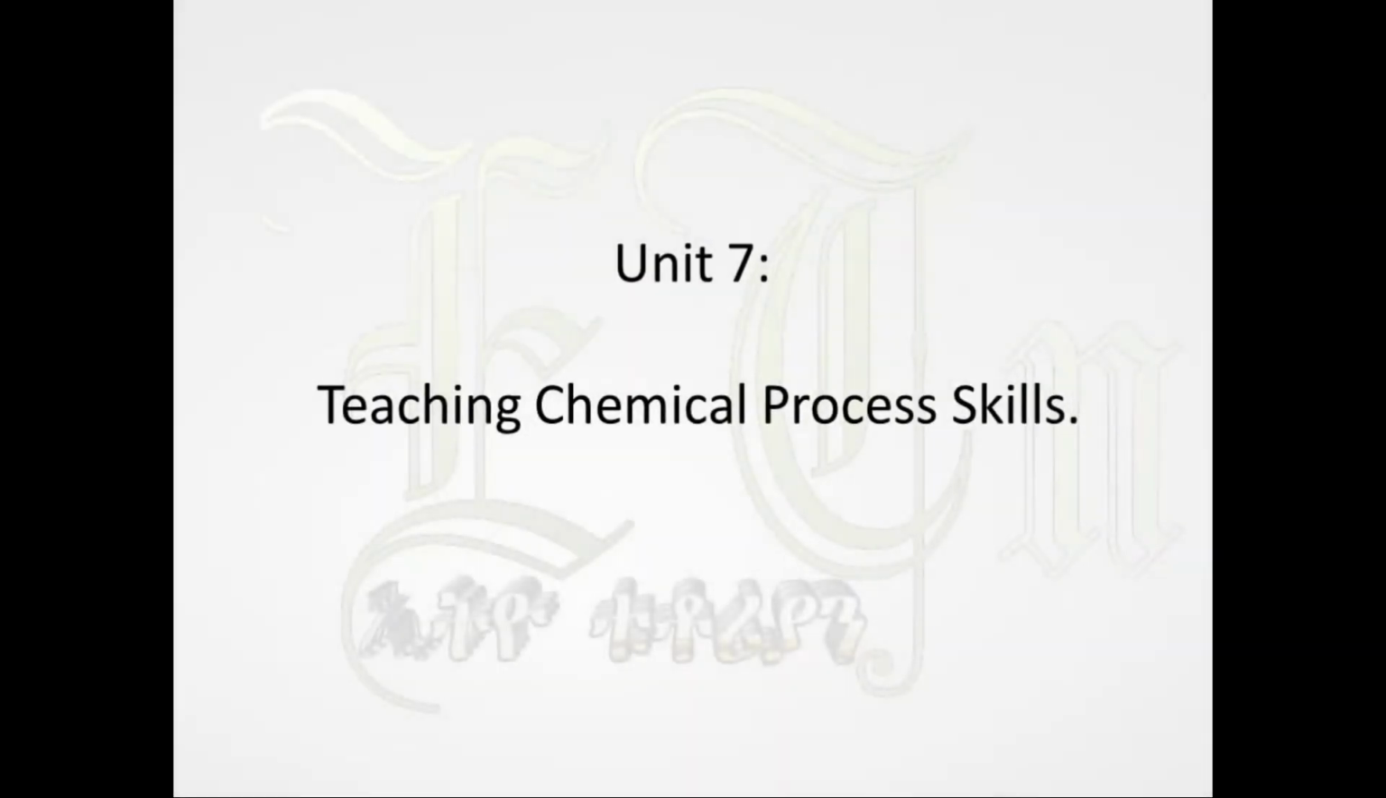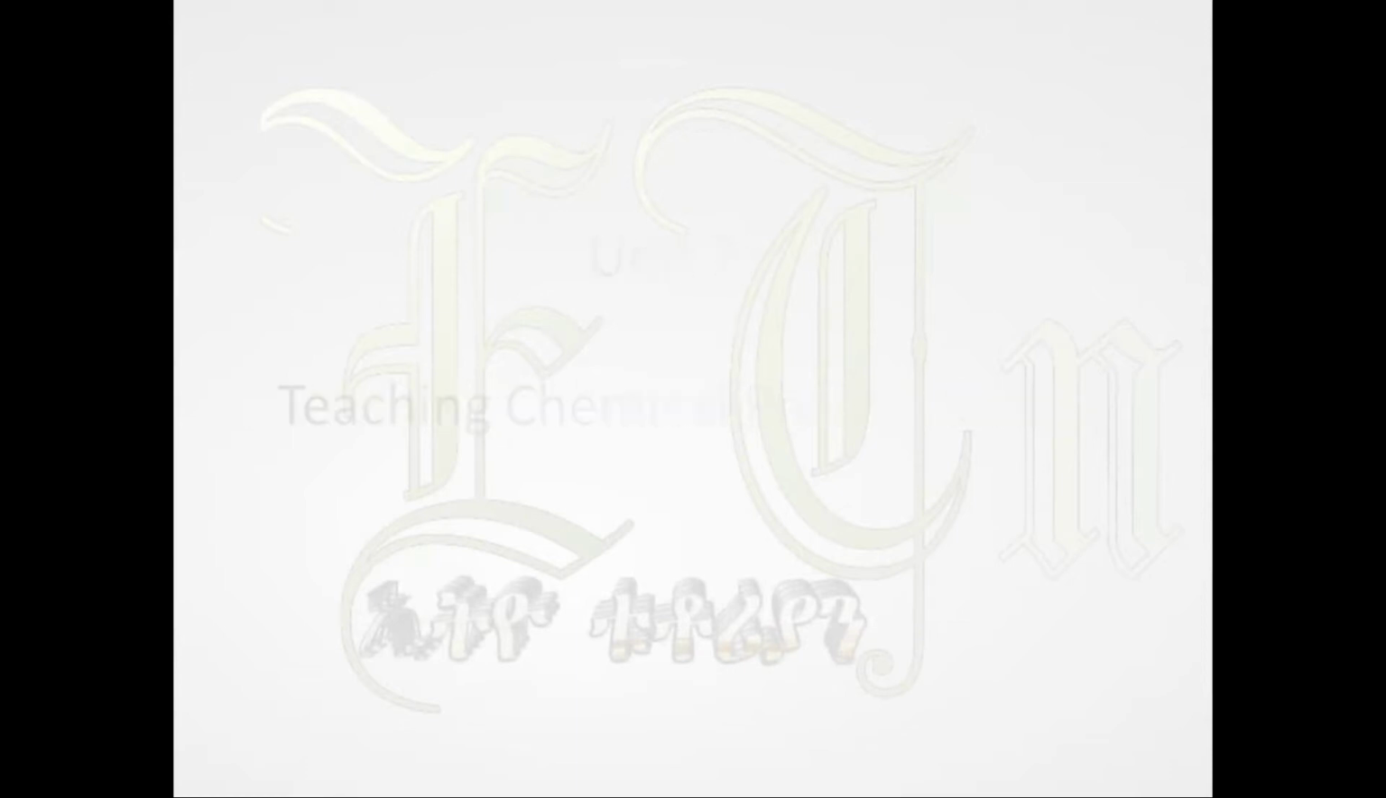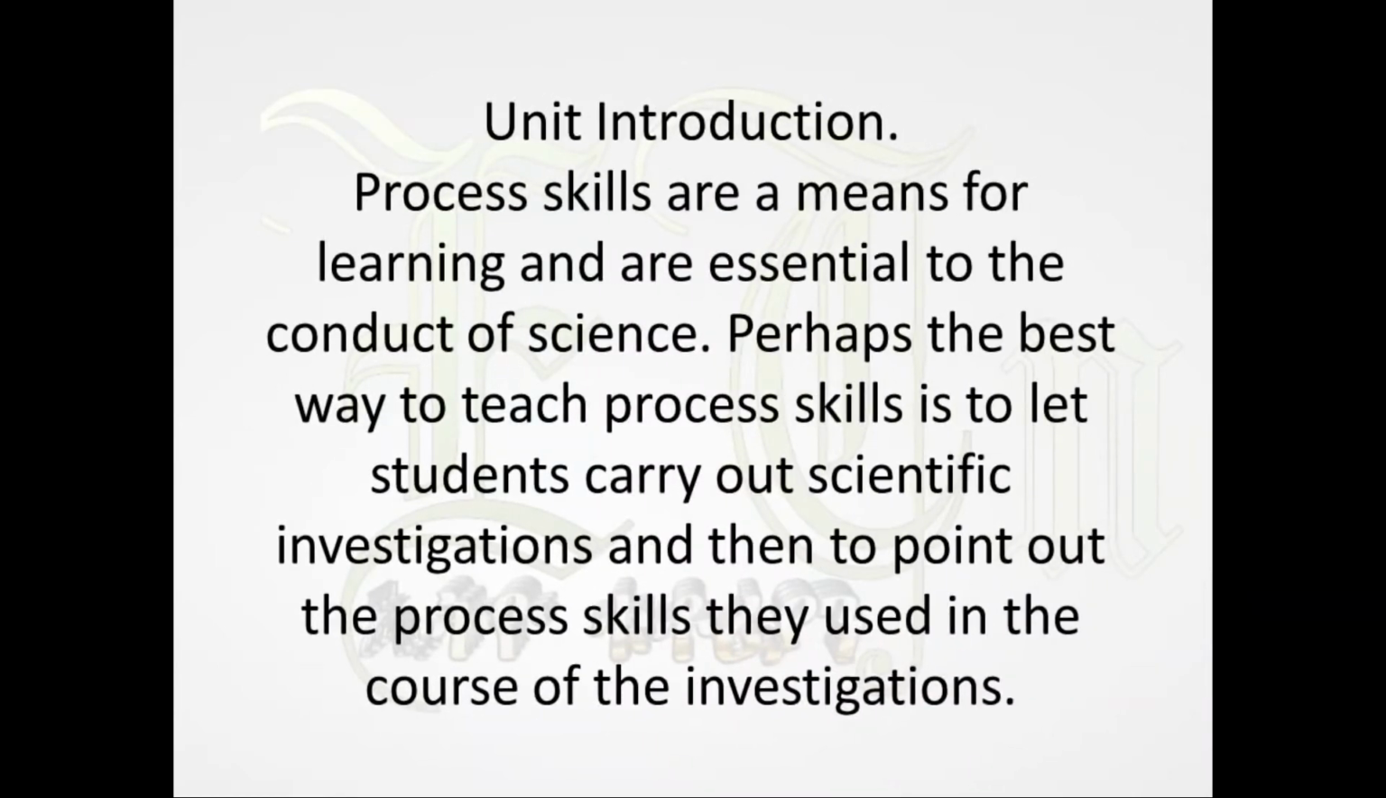Unit 7. Teaching Chemical Process Skills. Unit Introduction. Process skills are a means for learning, and are essential to the conduct of science. Perhaps the best way to teach process skills is to let students carry out scientific investigations, and then to point out the process skills they used in the course of the investigations.